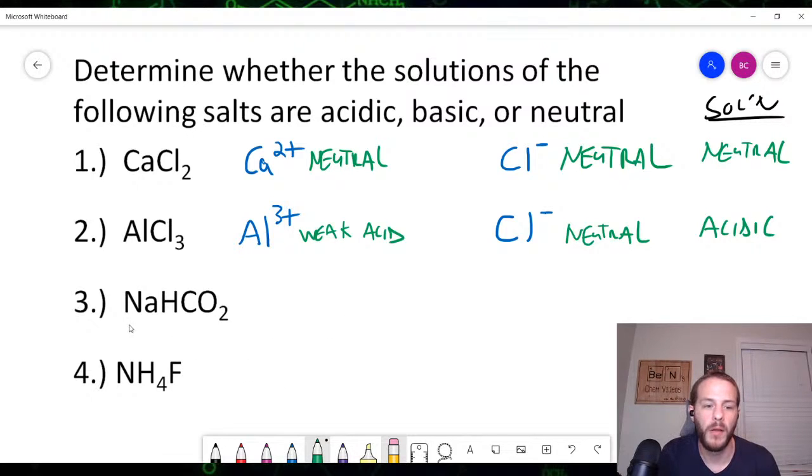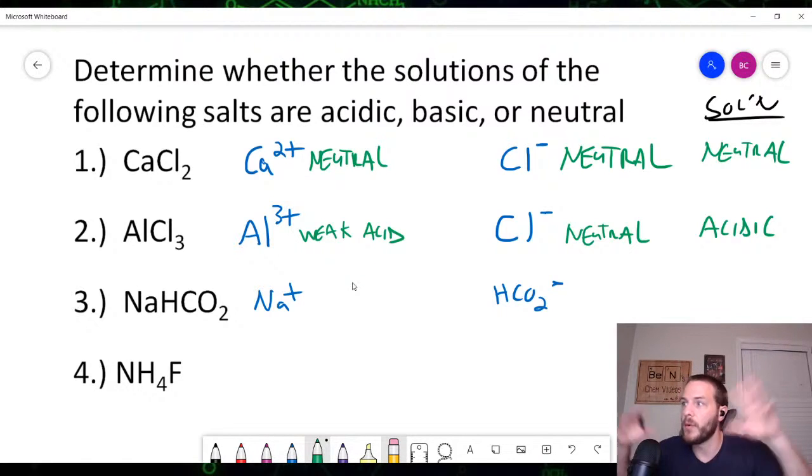This next one, going right along, we have Na+, that's our cation, so I'm going to write that down. So we have sodium formate, that's what this is called, sodium formate. So our cation, that's Na+, and our anion is HCO2-. So in this case, sodium, it should be immediately apparent that sodium is the counterion of a strong base, because sodium hydroxide is like the most famous strong base in existence. And so since this is the counterion of a strong base, this is going to be neutral.